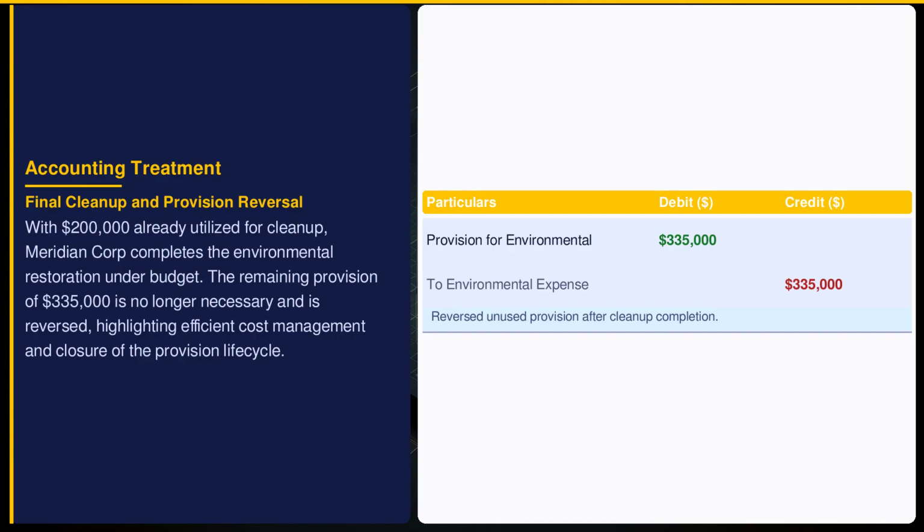Reversing the unused provision aligns with Indian Accounting Standard 37's guidance for derecognition once the obligation is extinguished. Meridian Corporation's reversal of $335,000 signifies the completion of obligations, improving profitability by reducing environmental expenses. This entry closes the chapter on the provision, reflecting effective project execution and financial stewardship.